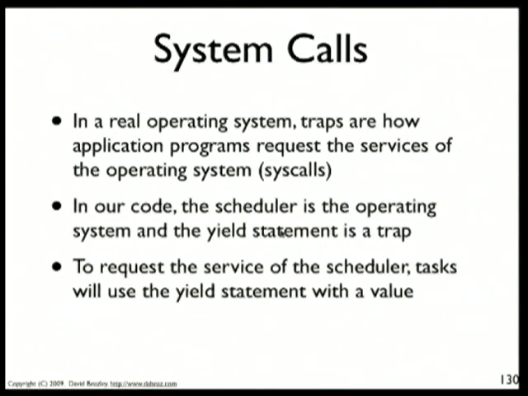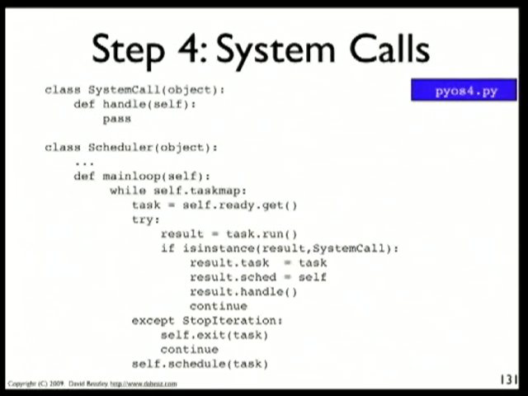One way you could do that is to use the yield statement with a value coming back on it. This is going to look a little bit wild, but I created a special object called a system call object that has one method on it called handle. I've modified the scheduler so that it will run the task, and then look at the result that came back and see whether it's a system call object. We're going to see how this works in a second.